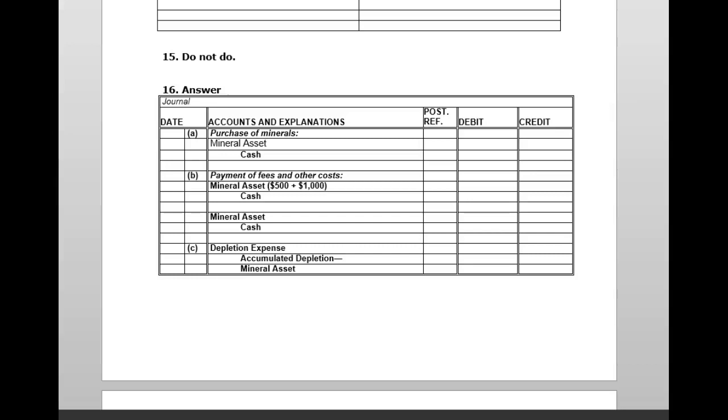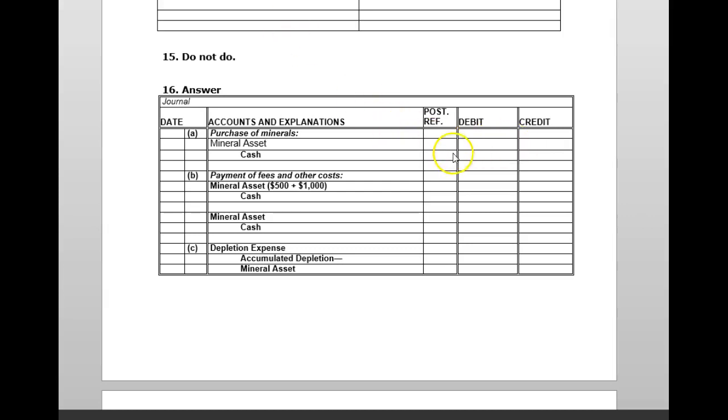We're ready for 16 now. Now this one you have to really concentrate on to make sure you get the full value of that mineral asset. Again, the book is going to give you directions and guidance on what is considered a mineral asset and what is considered a write-off or an expense for that period.